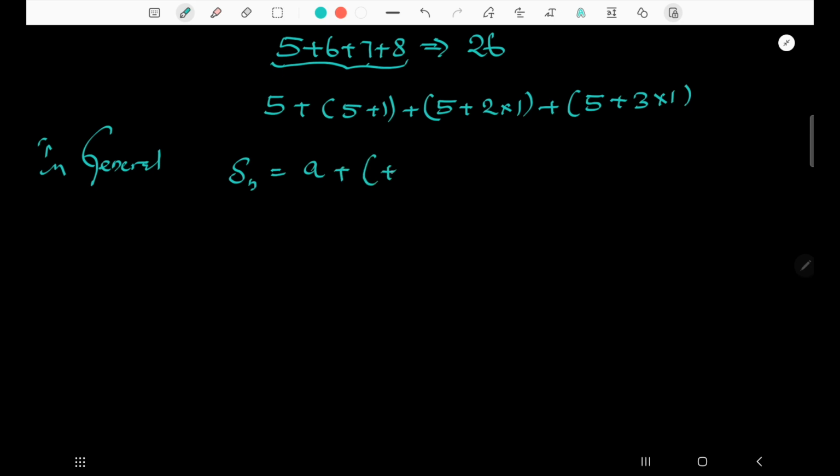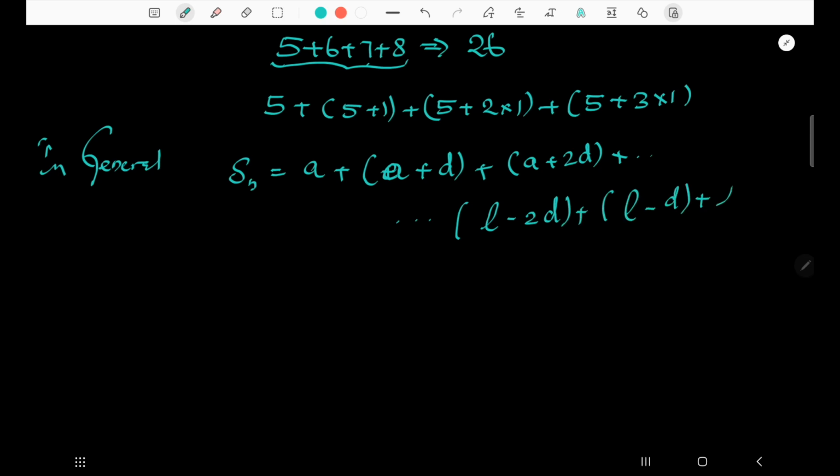a plus what is it? Okay, a plus the first difference, one times of a difference, and a plus 2 times of the difference, and so on. What will be the last term? We don't know the last term, so we can say last term minus 2 times of difference, plus last term minus the difference, plus last term.